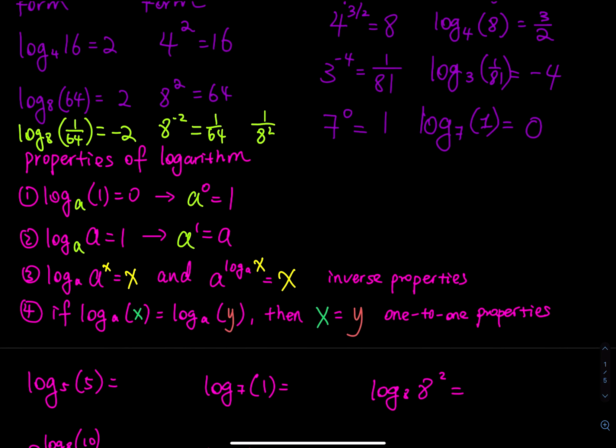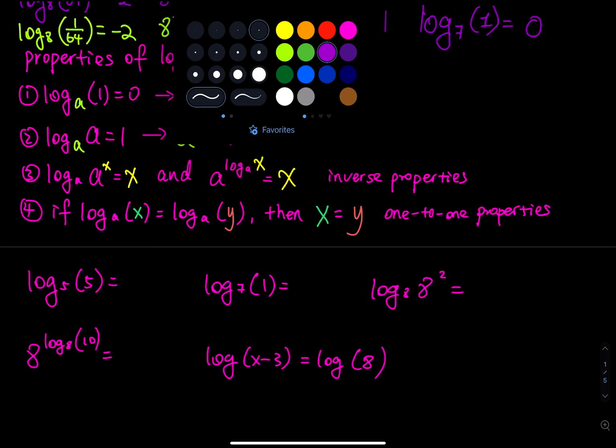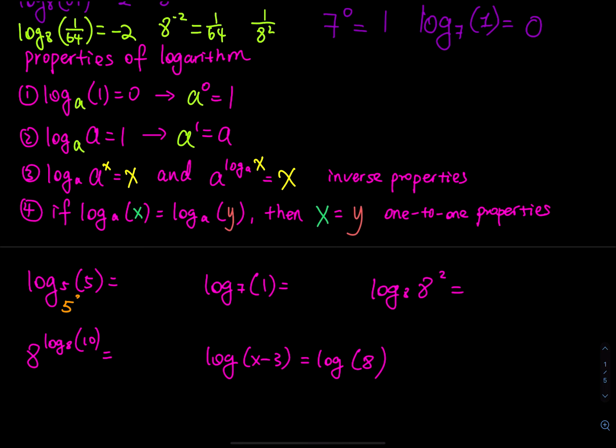So we are going to practice a few problems. I have log base phi of phi. What is that equal to? This is what you should do in your mind: phi raised to the what power equals phi? The answer is 1, right? Phi raised to the first power equals phi. And then log base 7 of 1 equals what? 7 raised to the what power equals 1? The answer is 0.